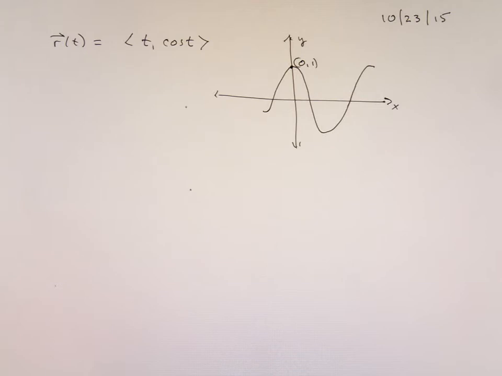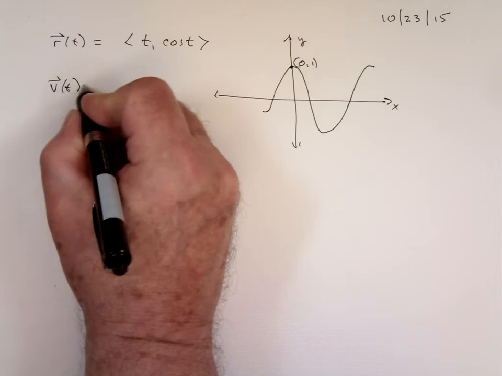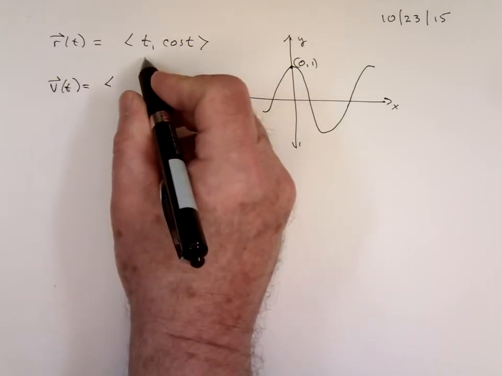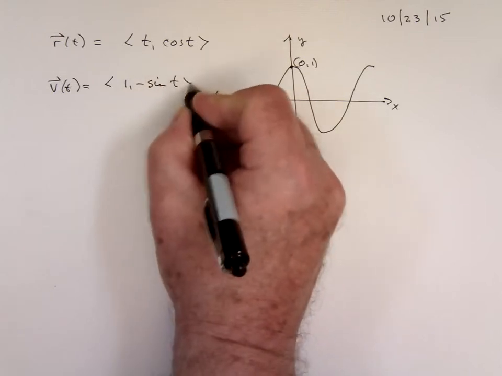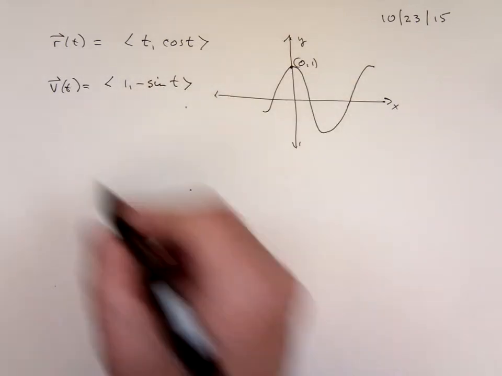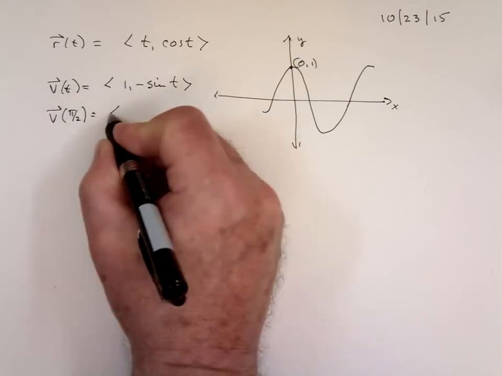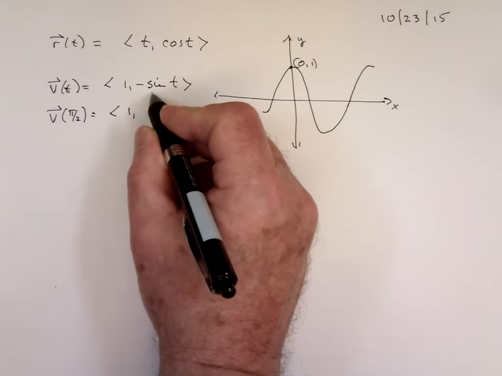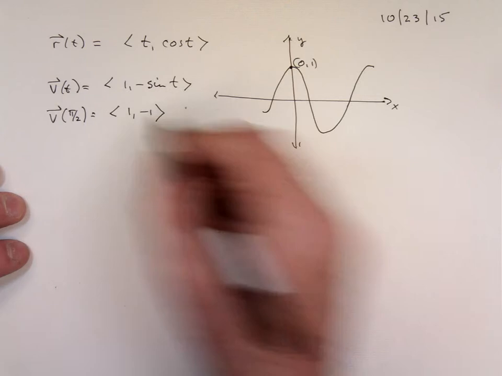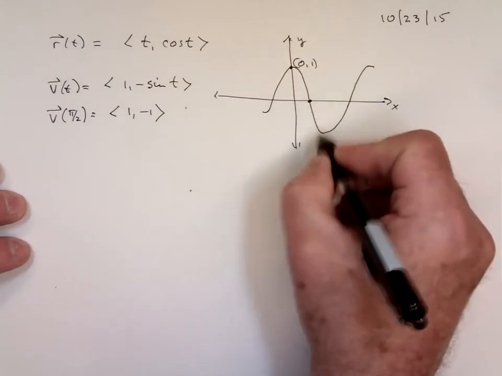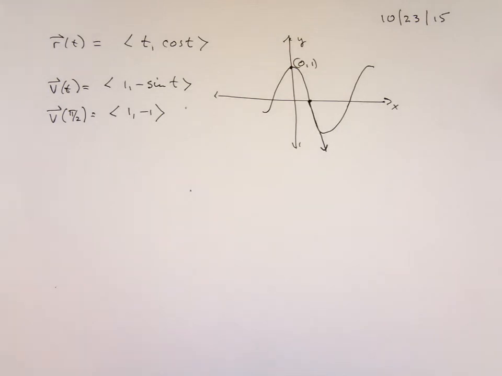Okay, so velocity at pi over 2, the velocity is going to be the derivative of your position, 1, opposite of sine. And the velocity at pi over 2 is going to be 1. Sine of pi over 2 is 1, so we got -1. Our velocity vector here is 1, -1. It'll be right along the curve. It's tangent to the curve.